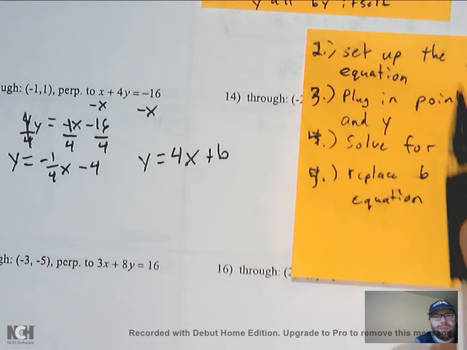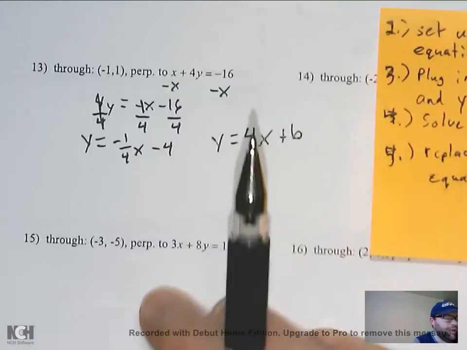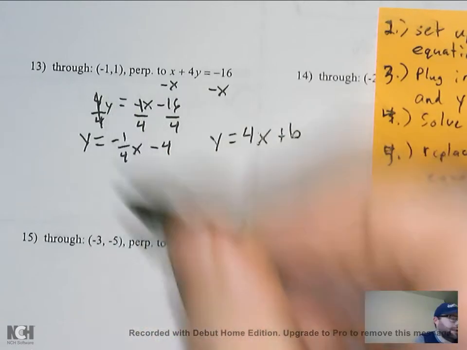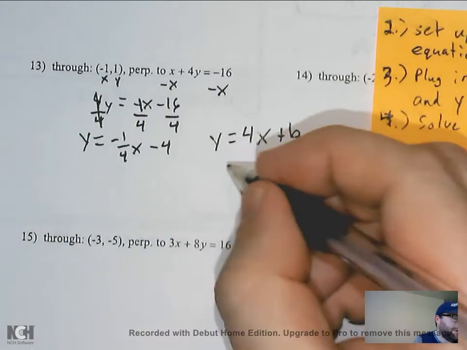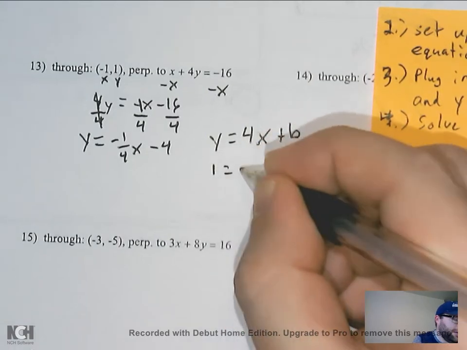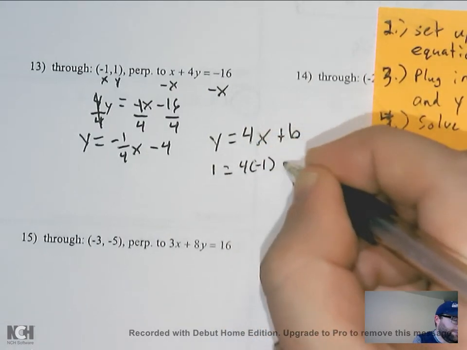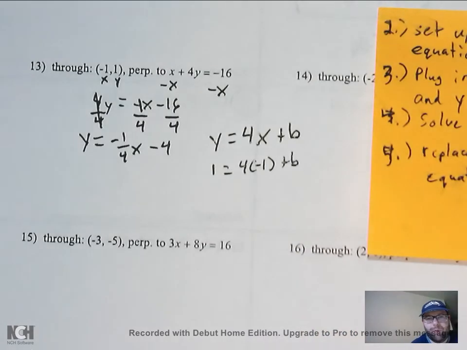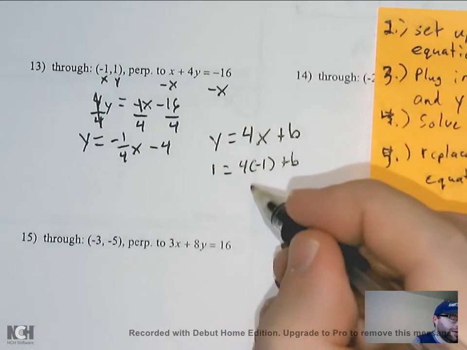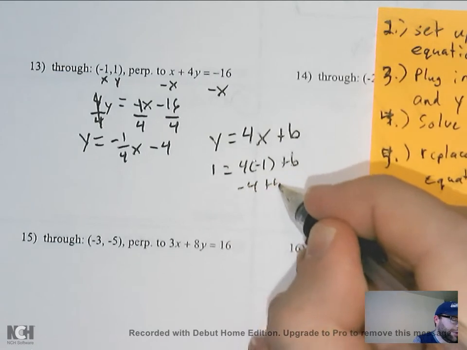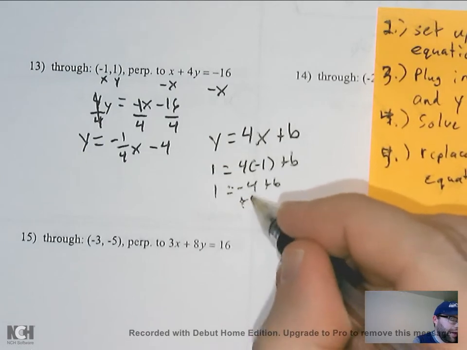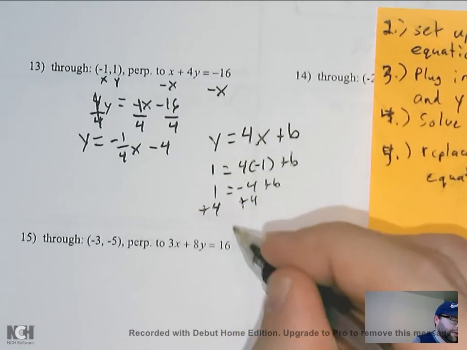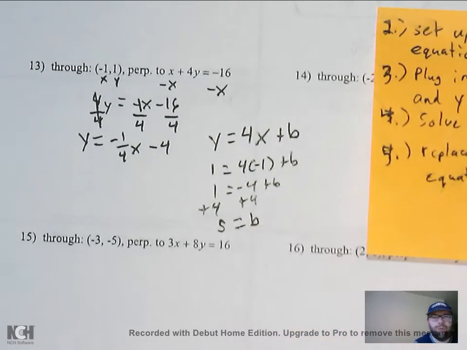And then the next step is to plug in the point for x and y. My x-coordinate is negative 1. Again, the first number is your x, the second number is your y. So the x is going to be negative 1, the y is going to be 1. I'm going to replace the y with 1, and I'm going to replace the x with negative 1. And then I can easily solve for the y-intercept here. 4 times negative 1 is negative 4, plus b is equal to 1. And then to solve for b completely, I would add 4 to each side. And I'm going to get 5 is equal to my y-intercept.